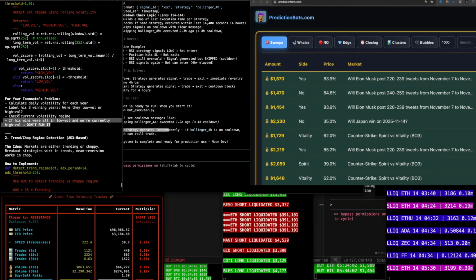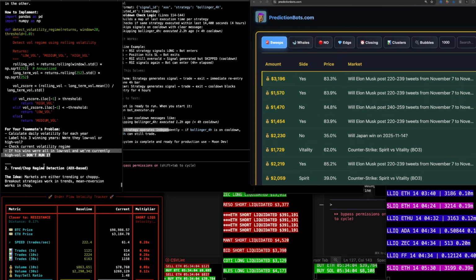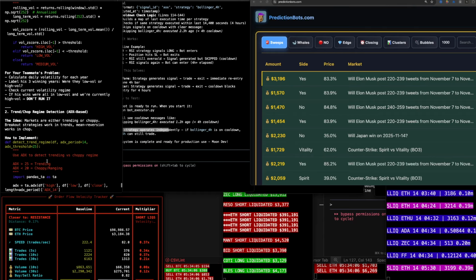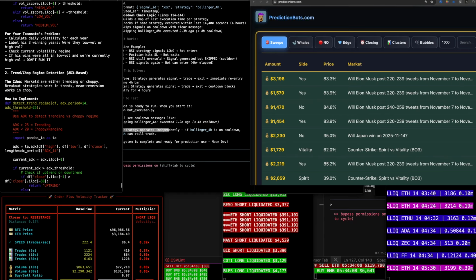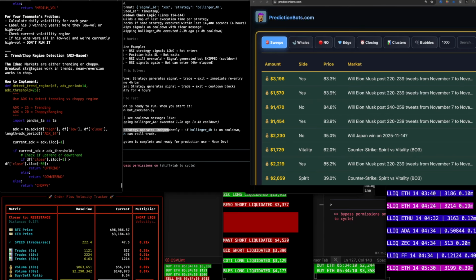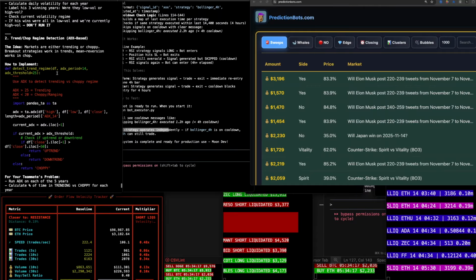So if his wins were all in low vol and we're currently in high vol, don't run it. That's an easy one, right? And then trend/chop detection, ADX based. ADX is an indicator you can use based off of Pandas TA, they have it, or TA-Lib.